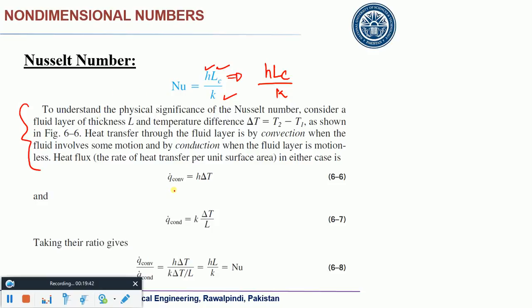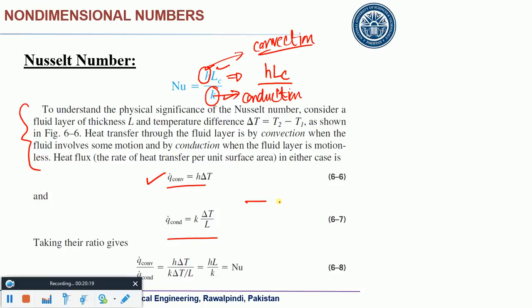Now see, how do you relate those things? For example, this defines convection and this defines what? Conduction, isn't it? In the numerator you have convection, and in the denominator you have conduction. So you can say that the Nusselt number is a ratio of convection and conduction, right?